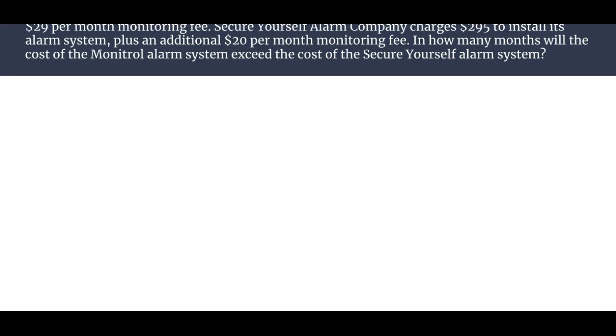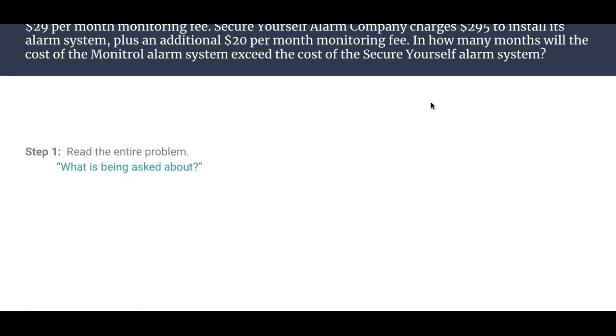So let's look at this one. It says that the Montreal alarm company charges $250 to install an alarm system, plus an additional fee of $29 per month. Secure Yourself alarm company charges $295 to install the system, plus an additional fee of $20 a month. For how many months will the cost of the Montreal alarm system exceed the cost of Secure?